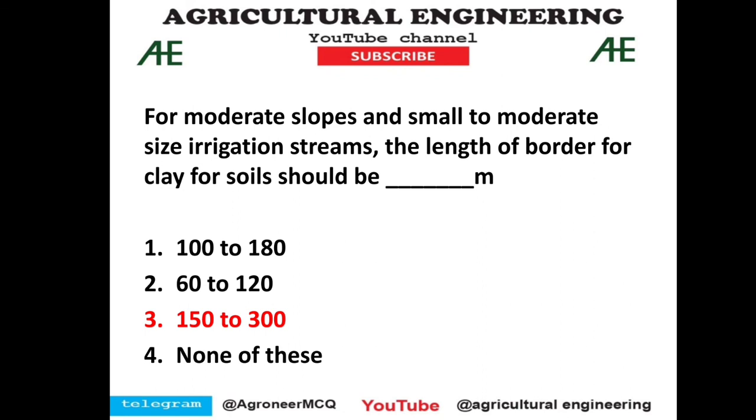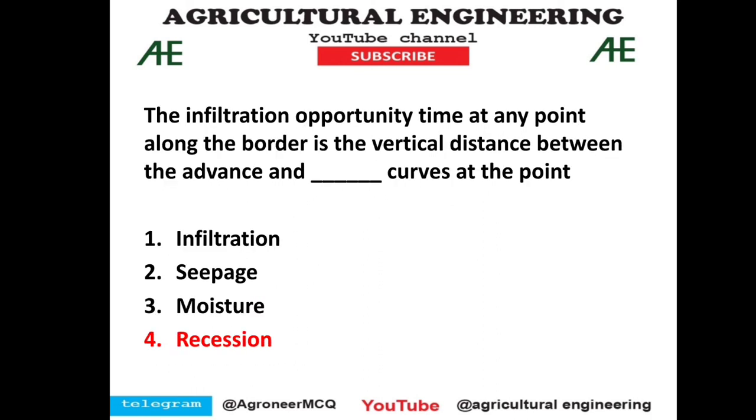For moderate slopes and small to moderate size irrigation streams, the length of border for clay soils should be 150 to 300 meter. The infiltration opportunity time at any point along the border is the vertical distance between the advance and recession curves at the point.